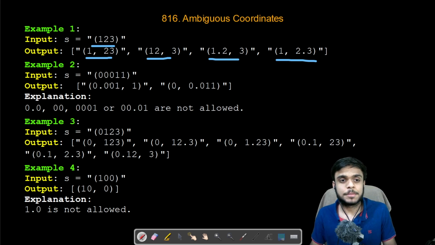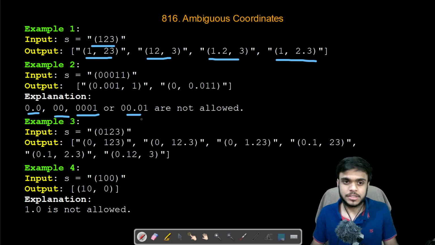Similarly, in the second example, we are given the string as "(00011)", and the output should contain tuples as follows: (0.001, 1), and the second tuple should be (0, 0.011). One more thing they have mentioned here is that 0.0, 00, 0001 or 00.01 are not allowed because they contain trailing or leading zeros. And similarly, you can look at the third and the fourth example.